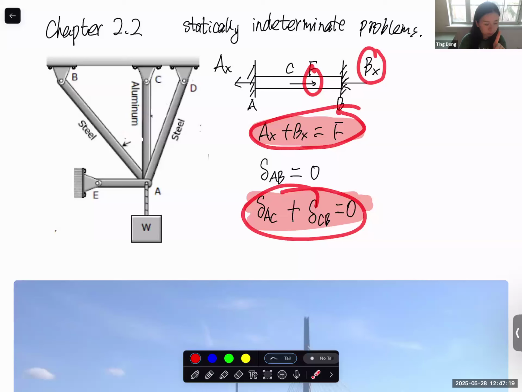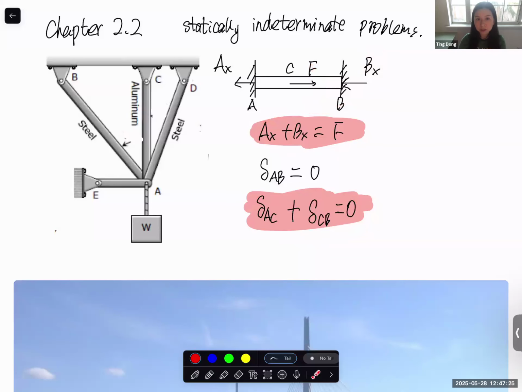So we have two equations and two unknowns. We can solve this problem. So this is the simplest situation I can think of for solving a statically indeterminate system. I hope this is an easier way to explain what that means and how we can use the deformation as an extra equation to solve the problem.